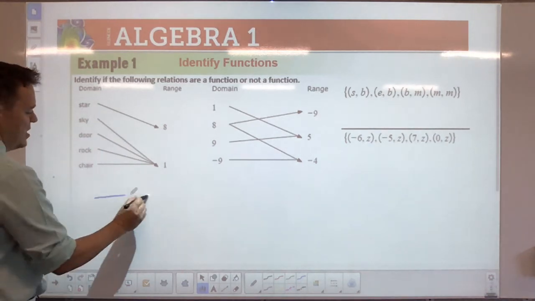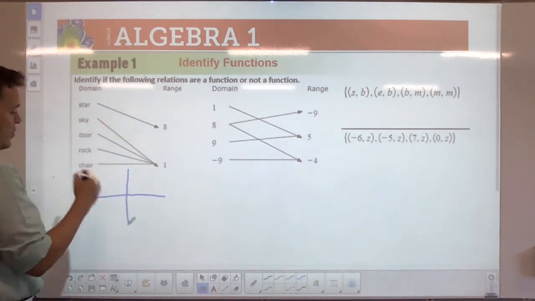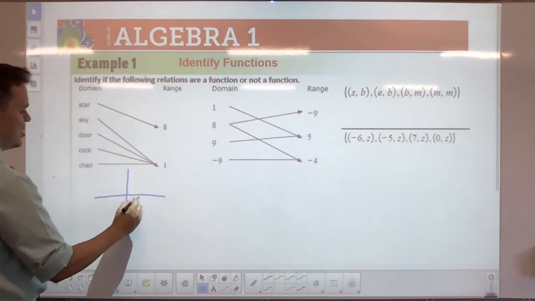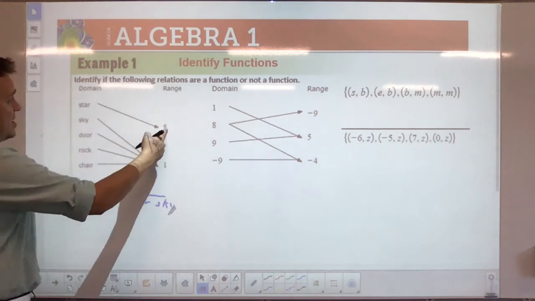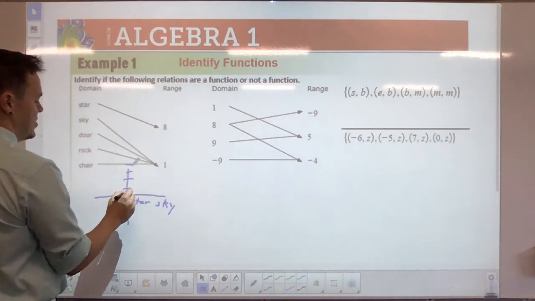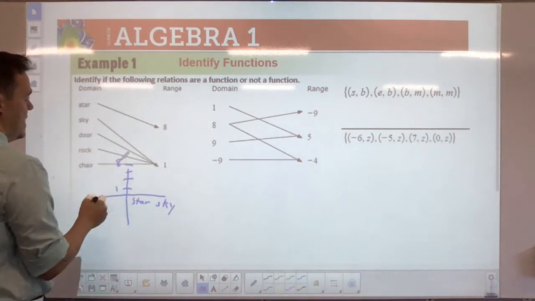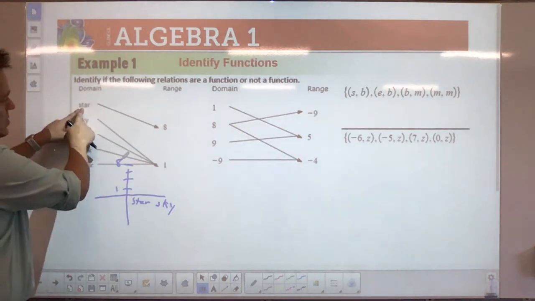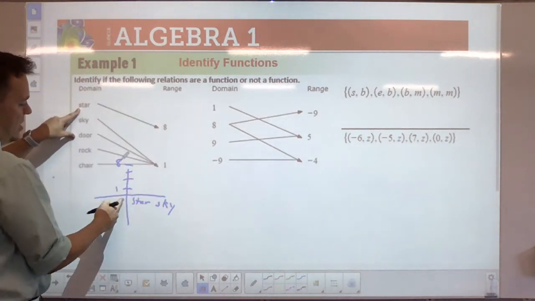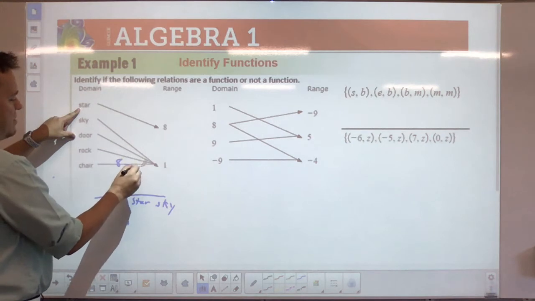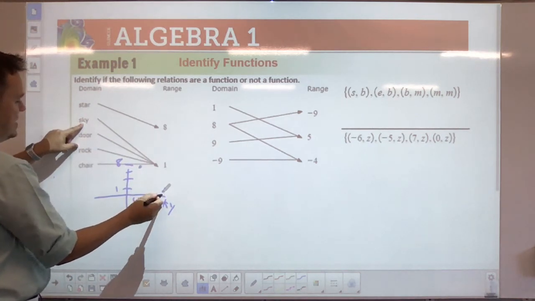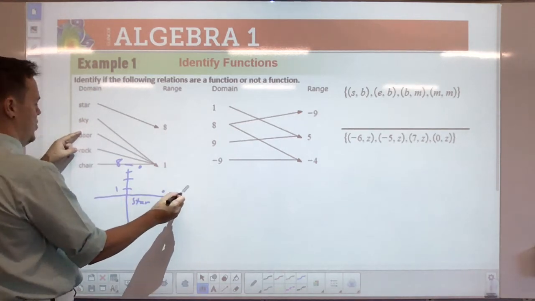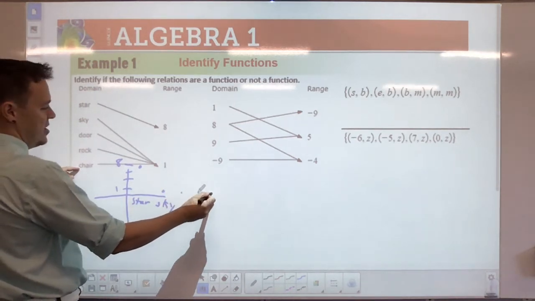All right, so say for example here, if you're going through this and this is the domain. So remember, the domain would be like this, okay? And we would have horizontally, we would say star, sky, something like that, right? And then here the range is vertical. It has numbers, 1 all the way up to 8, right? So what you need to understand is it would be like this. Star is 8, so I'd go to star and I'd go all the way up to 8, put a dot. Sweet. Sky is 1. Sky is 1. Nice. And then I'd go over, door is 1. Rock is 1. Chair is 1.